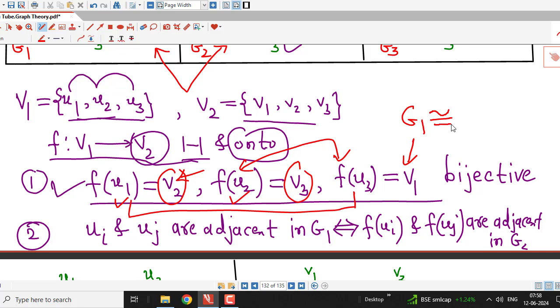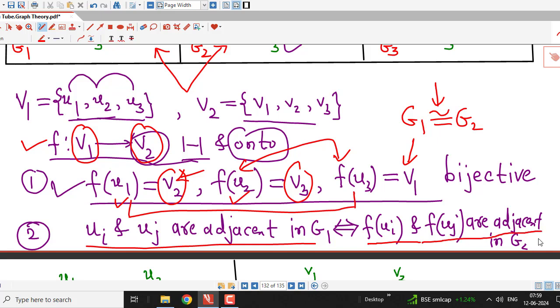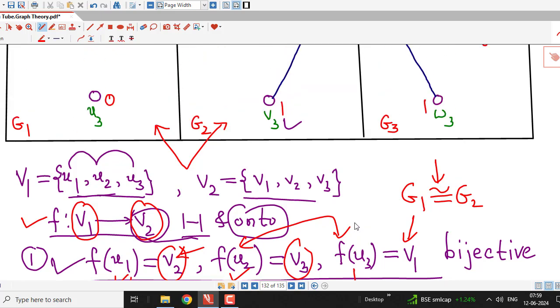G1 is isomorphic to G2. This is the symbol of isomorphic. So two graphs are isomorphic to each other if there exists a 1-1 and onto function from the vertex set of one graph to the vertex set of another graph, such that if ui and uj are adjacent in G1, f of ui and f of uj are adjacent in G2.